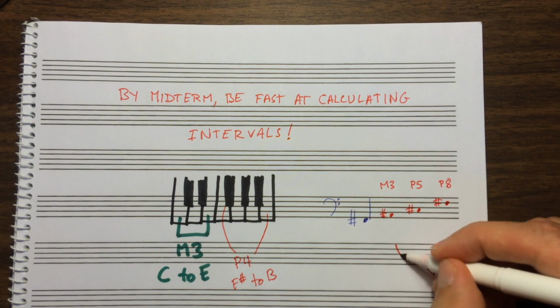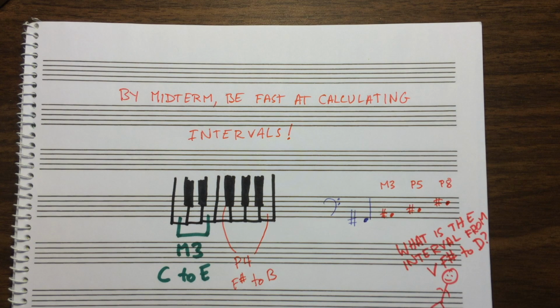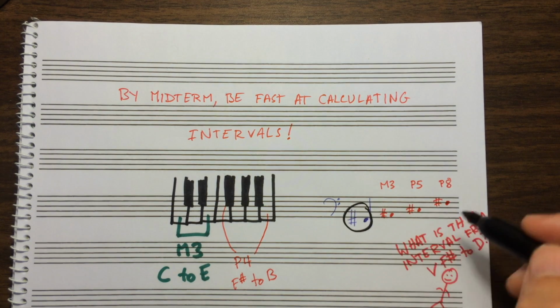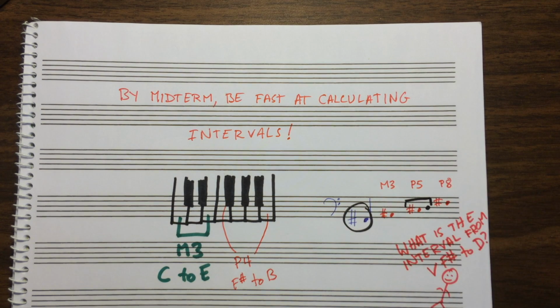Say you are asked to label the interval from F sharp to D. You know that F sharp to C sharp is a perfect fifth, and since D is a half step above C sharp, you know that F sharp to D is a minor sixth.